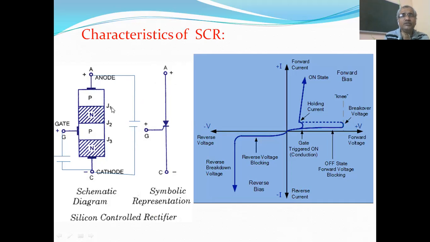So junction J1 is reverse biased. Now for junction J2, N is connected to negative and P is connected to positive, so J2 is forward biased. And P is connected to negative and N is connected to positive, therefore J3 is again reverse biased. So when the anode is connected to the negative and the cathode to the positive of this SCR, J1 and J3 are reverse biased and J2 is forward biased.